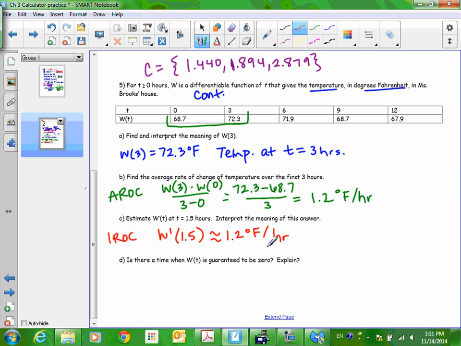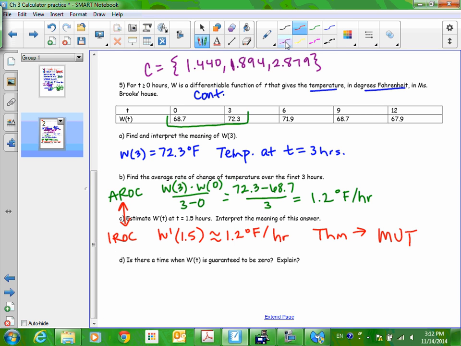This is the instantaneous rate of change at the 1.5 hour mark. What's the theorem that tells me that these two things are going to be equal at some point in time? Mean value theorem. Very good. Mean value theorem.